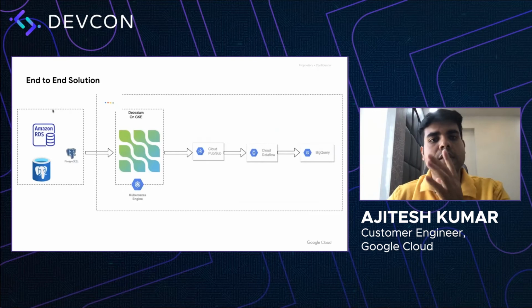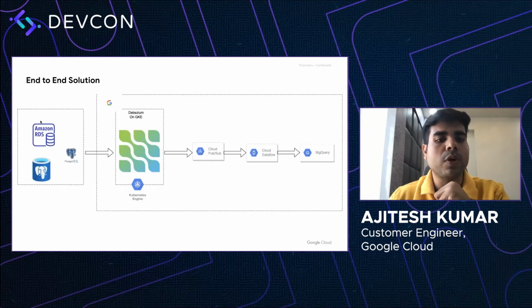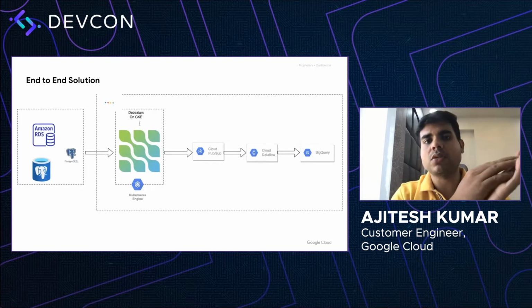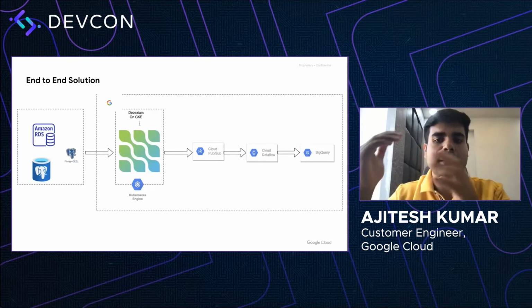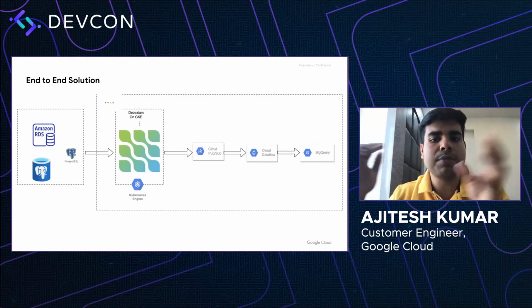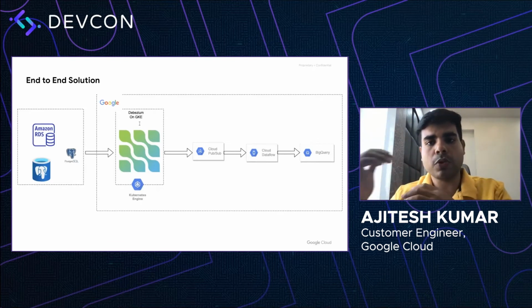On the right-hand side is your solution, which is deployed in Google Cloud. There you have Debezium, which is an open source solution deployed on GKE. Then you have Cloud Pub/Sub, then Cloud Dataflow, and then Cloud BigQuery. Now, the data comes from the Postgres database, which could be on Amazon, Azure, or on-prem. Then the CDC, or change data capture, is done, and the data is pushed to your Pub/Sub.